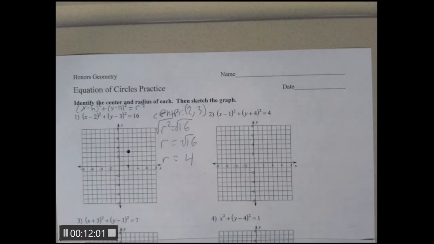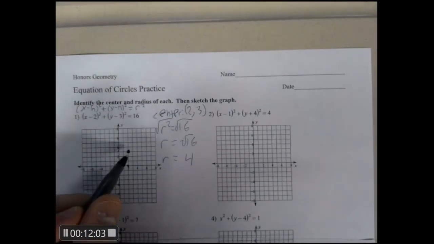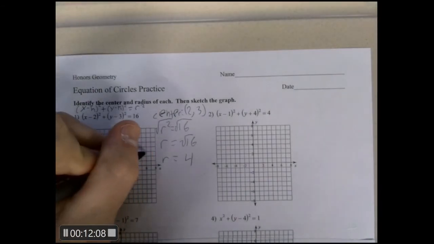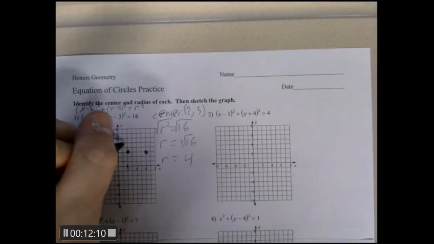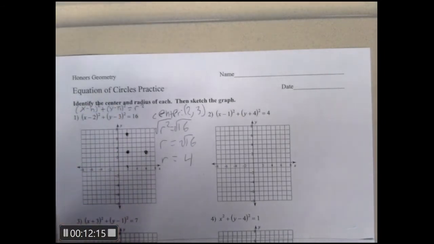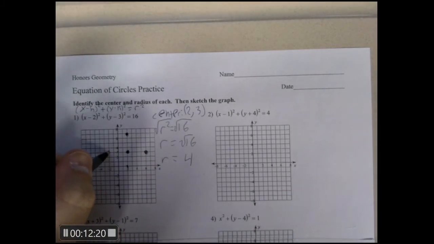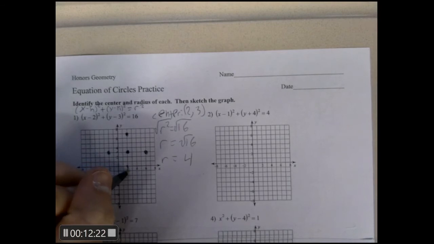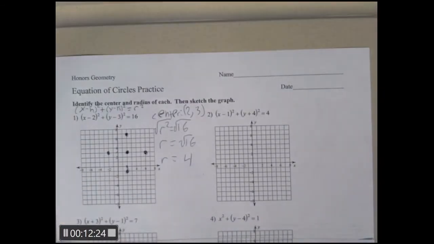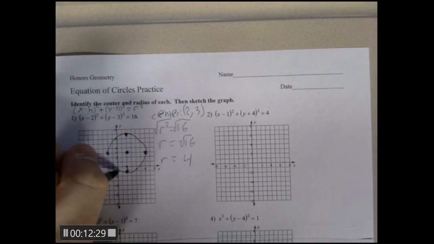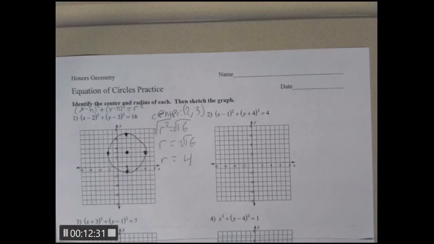Okay? And so what I'm going to do to sketch it is I'm going to go from my center over 4 in all directions. 1, 2, 3, 4. Put my dot. 1, 2, 3, 4. Put my dot. All right? And I'm just going to sketch a nice circular arch around. There it is. That's that first problem.